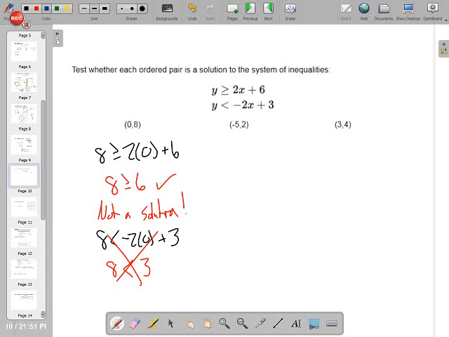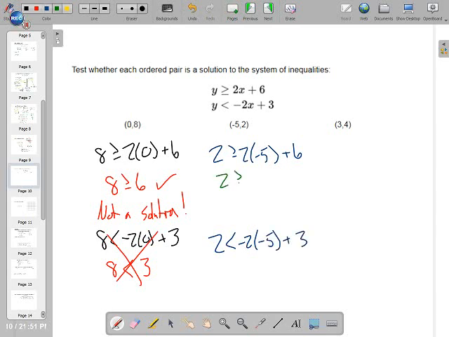Okay, we'll try the same thing here with -5, 2. So 2 is greater than or equal to 2 times -5 plus 6. And in the second equation, -5, no, y is 2. 2 is less than -2 times -5 plus 3.